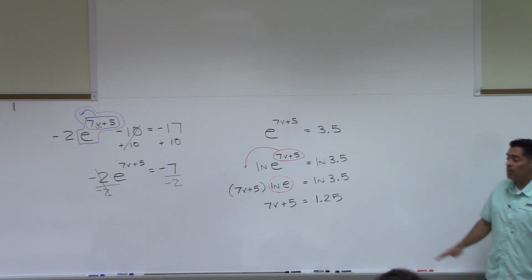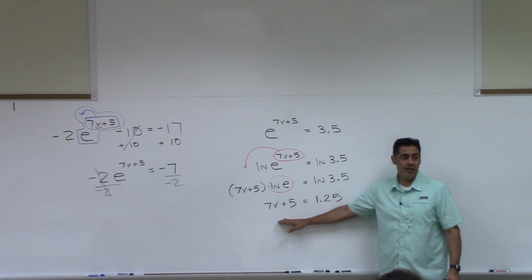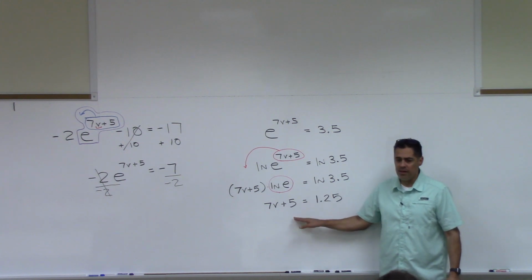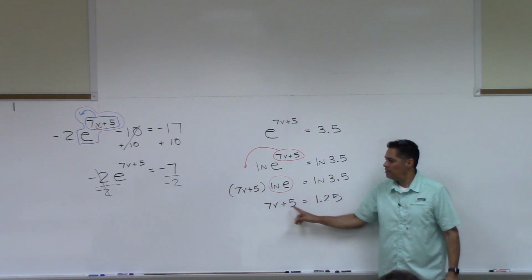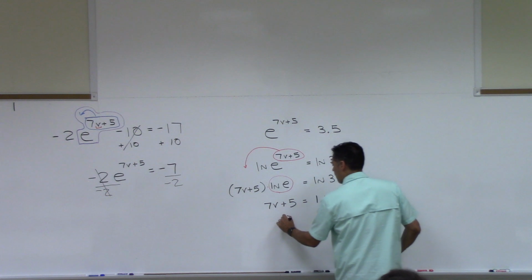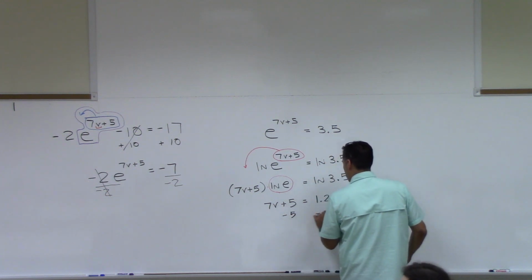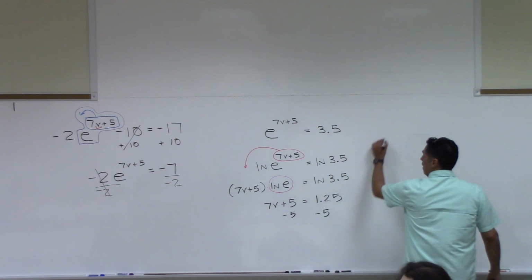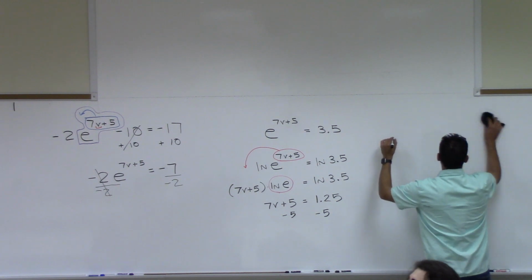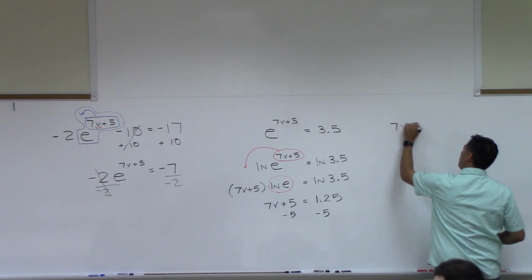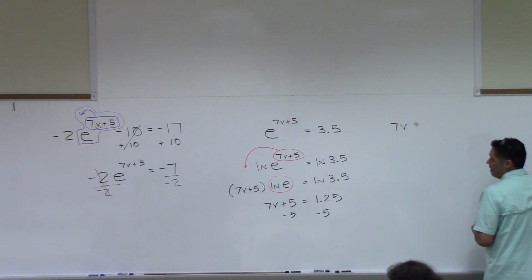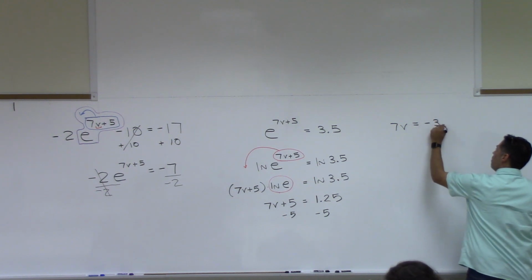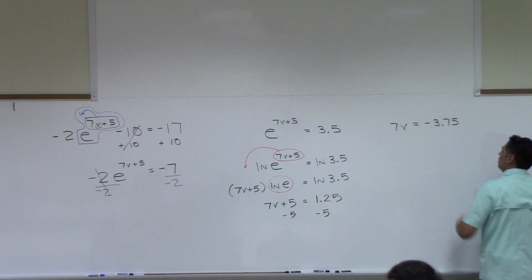Okay, now what we're looking at here, we're back to the beginning of this class. This is a linear equation. You're just trying to solve for v, right? You're just trying to get the v by itself. So I'll subtract 5. That gives me 7v equals, 1.25 take away 5, you should get negative 3.75.